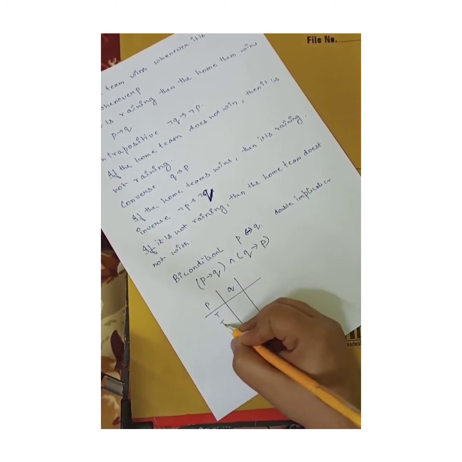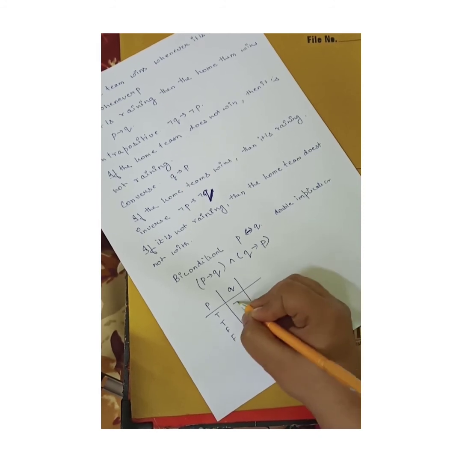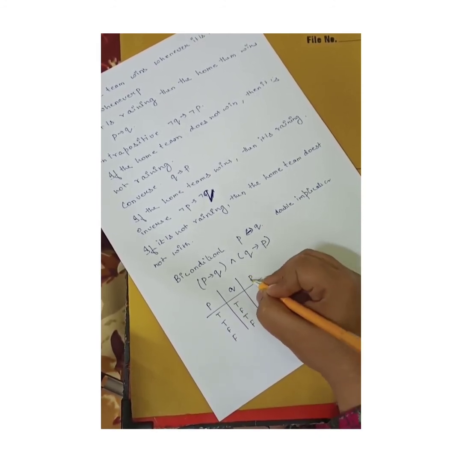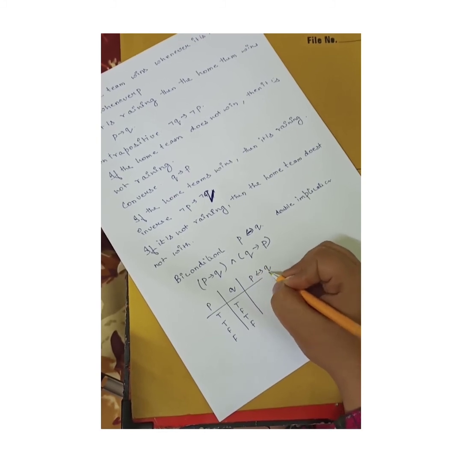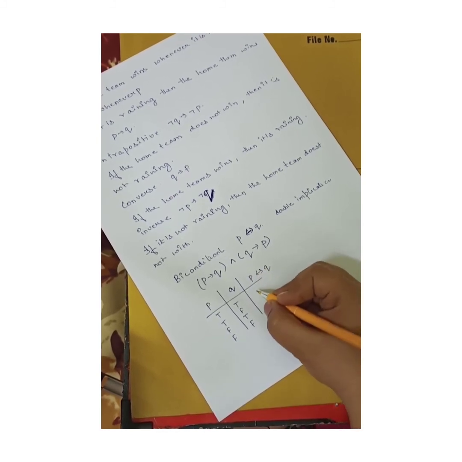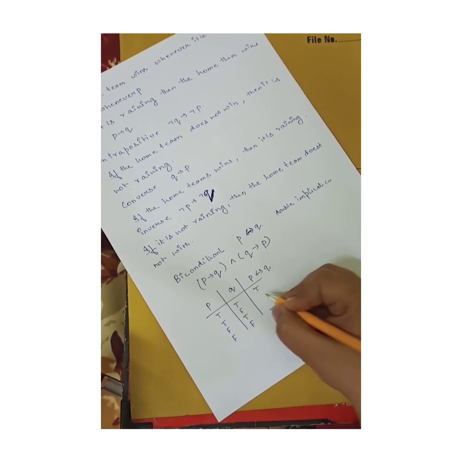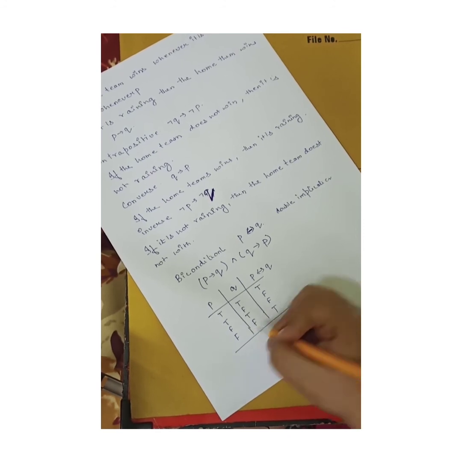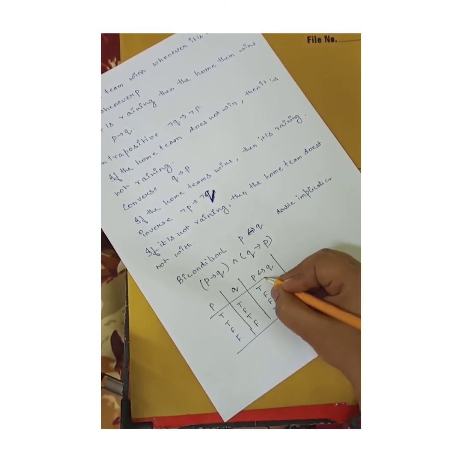The truth table of the biconditional: we have all the possible combinations first, then we perform the operation. P biconditional Q is true when both are true and when both are false, and in the remaining cases it is false. So this is the truth table of P biconditional Q.